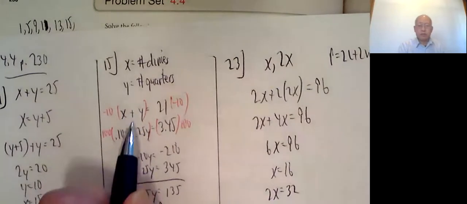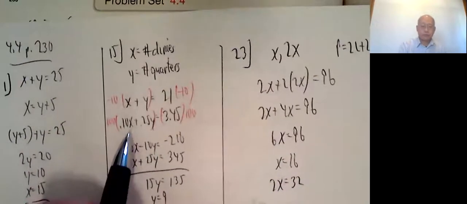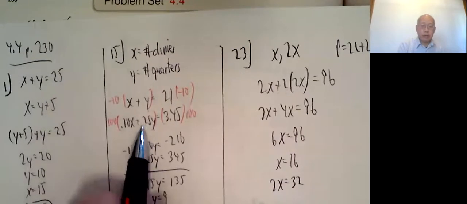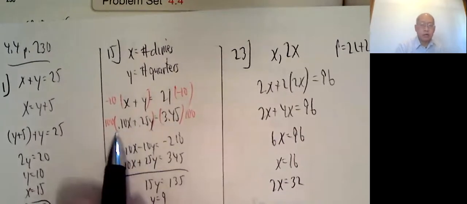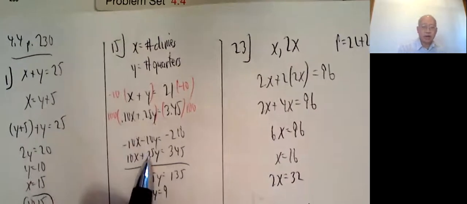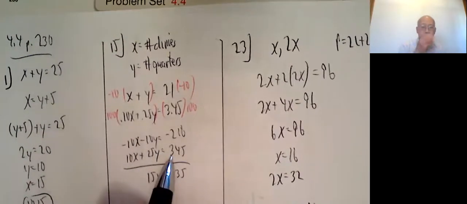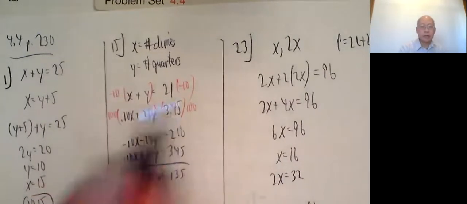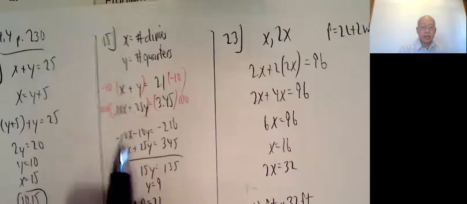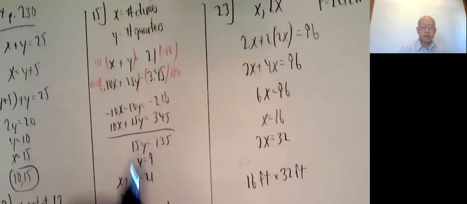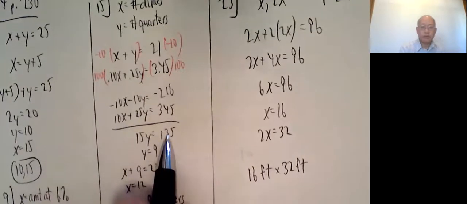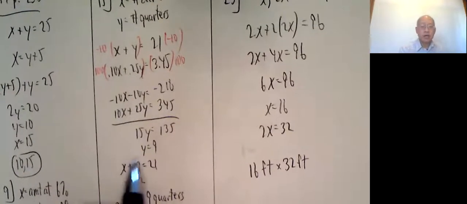So just like the previous problem, 2 equations, 2 unknowns. Multiply the second equation by 100 to move this over 2 spaces. That will give me 10x plus 25y equals 345. So now that I have a 10x, I want this to be a negative 10x. So now I'll multiply the top equation by negative 10. Negative 10x minus 10y equals negative 210. Add them up, x's drop out. 15y equals 135. Divide by 15, y equals 9.